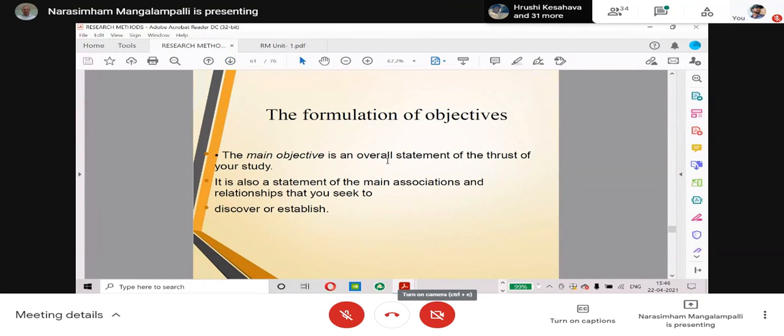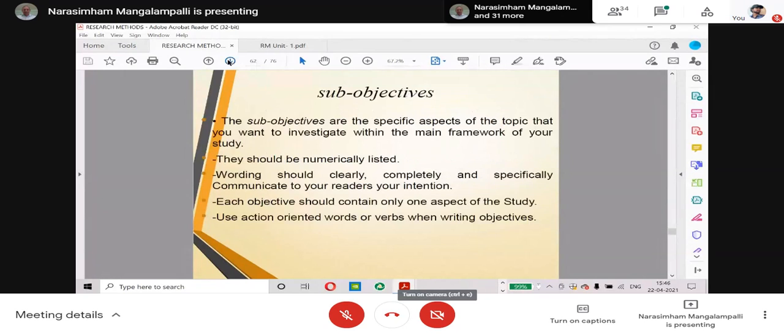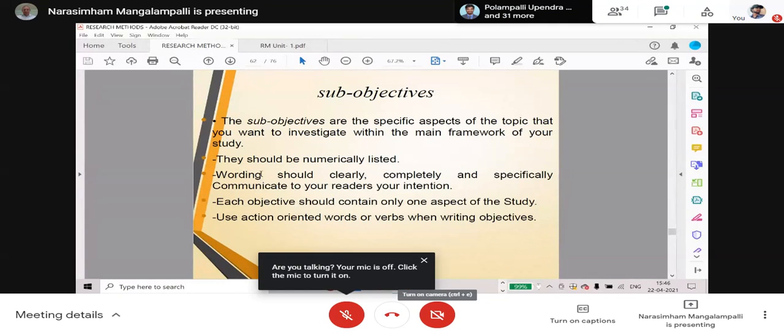The main objective is an overall statement of the thrust of your study. It is also a statement of the main associations and relationships that you seek to discover or establish. The sub-objectives are specific aspects of the topic that you want to investigate within the main framework of your study. They should be numerically listed. So that is what we have done there.